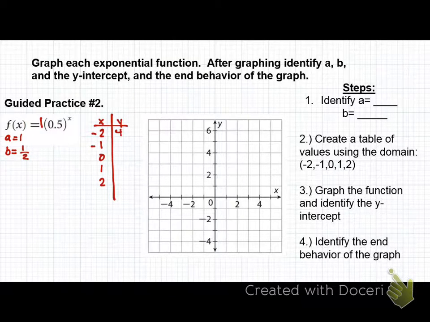Okay, so it's 4, right? Okay, let's do this one. What's 1/2 to the negative 1? Flip it and then put it to the first power. How do you write 1/2 as a flipped fraction? 2 over 1. What's 2 over 1 to the first power? 2. Right? Next one, what's anything to the 0 power? 1. Good.